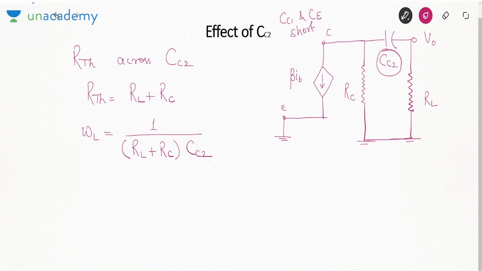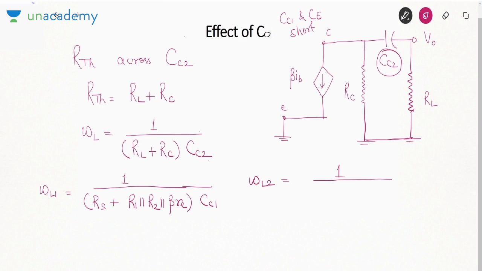So that means here I have derived three cutoff frequencies, one using CC1. The CC1 cutoff frequency that we derived was 1 by RS plus R1 parallel R2 parallel beta RE into CC1. The second cutoff frequency due to the emitter capacitor, that was RE parallel small re into CE, and this one is the third one.